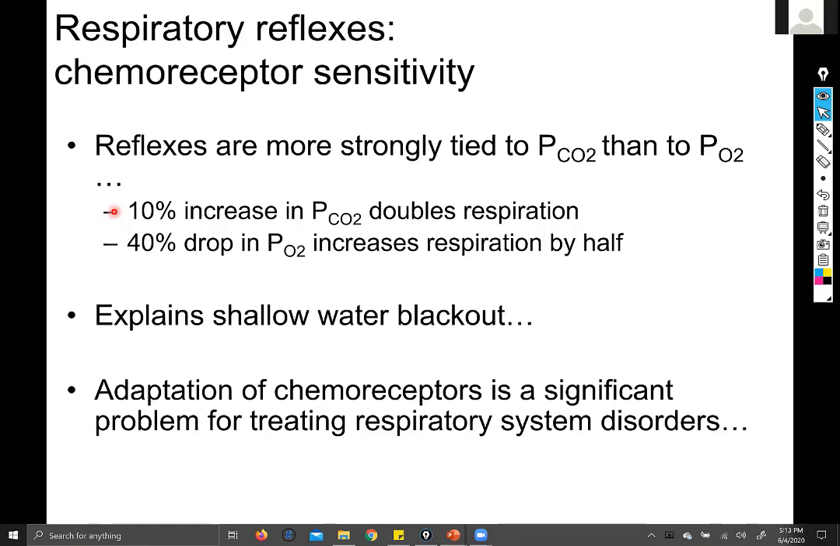So just for reference, a 10% increase in partial pressure of carbon dioxide doubles respiration. It takes a 4 times bigger change in partial pressure of O2 to even change respiration by half. So that's a pretty big difference, and that should speak volumes about the sensitivity of chemoreceptors and what specifically they're detecting.